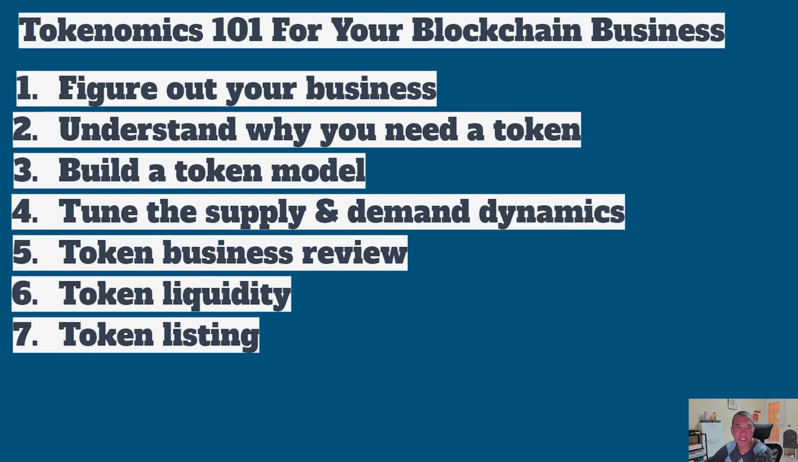Step number 6 is token liquidity. In this step, you need to ensure that your token is easily tradable on exchanges, such as listing on exchanges, providing liquidity pools, and building relationships with market makers. By ensuring token liquidity, you will create a healthy secondary market for your token, which will increase its value and adoption.